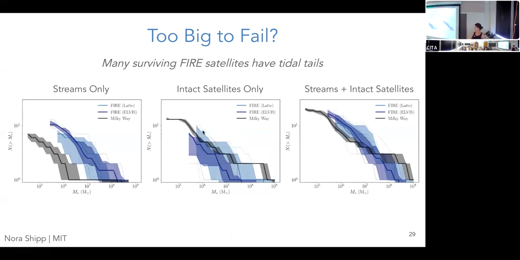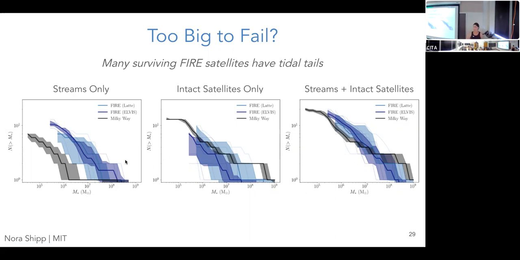So here on the left is the same one. This is streams only. In the middle is intact satellites only. So these are the intact satellites that have no tidal tails. So it's not all the systems that are in the halo catalog of FIRE, but it's all the ones that are in the halo catalog and do not have tidal tails, are not classified as streams. And then on the right is the combined distribution. So you can see this is a bit more consistent, although there's still some inconsistencies that you can see here.